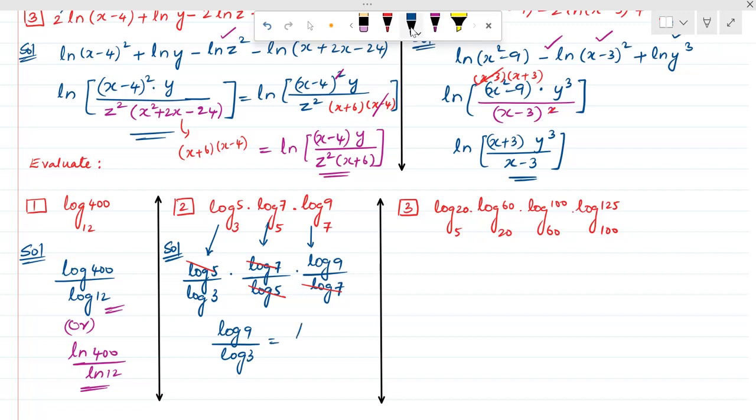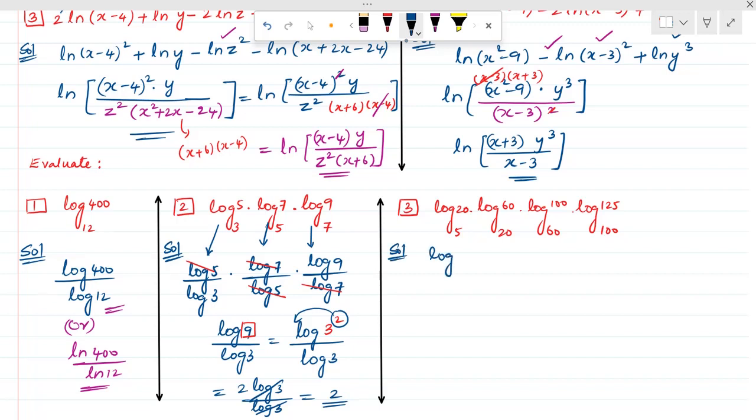It can be further simplified. How will you write the 9? It is 3 power 2, over log 3. As per the power rule, I can bring the power here. So you will get 2 times log 3 over log 3. So log 3 cancels. Therefore the answer is 2. Similarly, you use the same method for the next one.